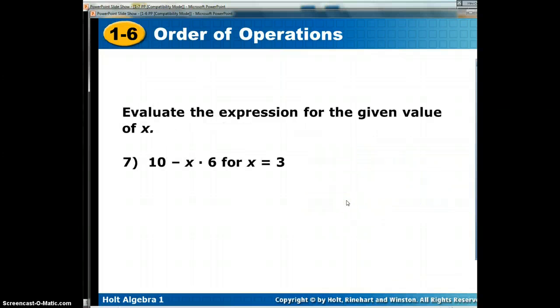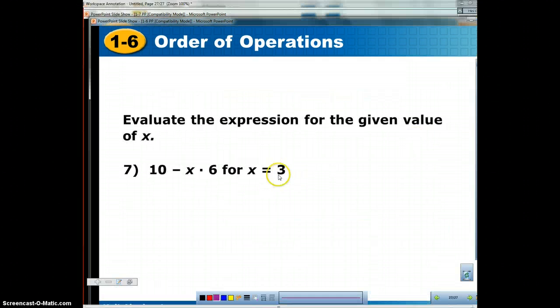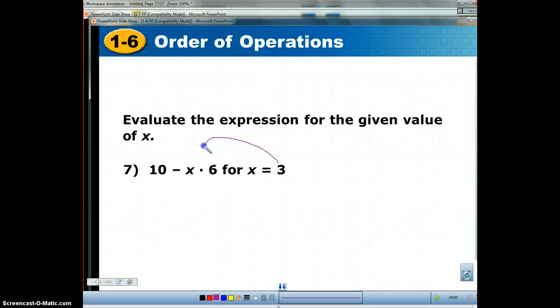Okay, evaluate this expression. Now, this evaluate says we need to plug in 3 for x, plug this 3 in for x right here, and then evaluate what's going on. So 10 minus 3 times 6. Order of operations says I do this multiplication first. 10 minus 3 times 6 is 18. I end up with an answer of -8.